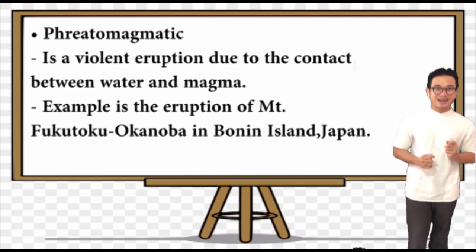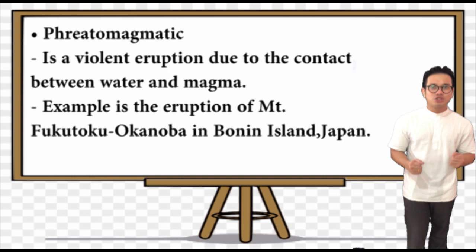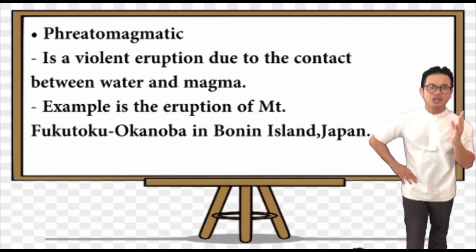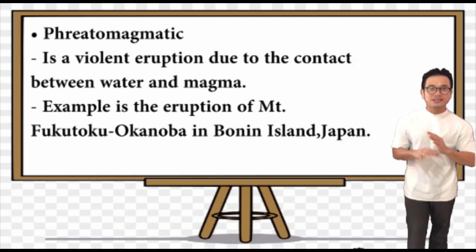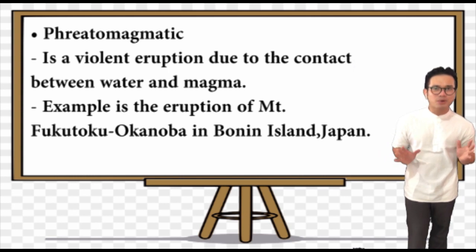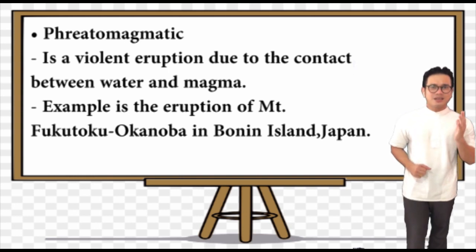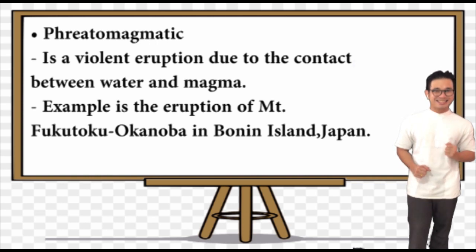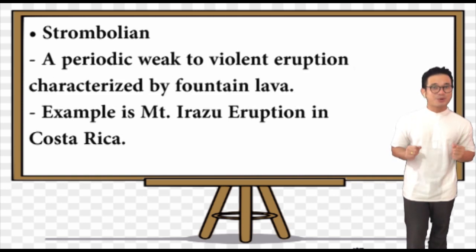Next is the Phreatomagmatic. It is a violent eruption due to the contact between water and magma. As a result, a large column of very fine ash, high speed, and sideways emission of pyroclastics called surges are observed. An eruption in Bonin Island in Japan of Mount Fukutoku-Okanoba is an example.